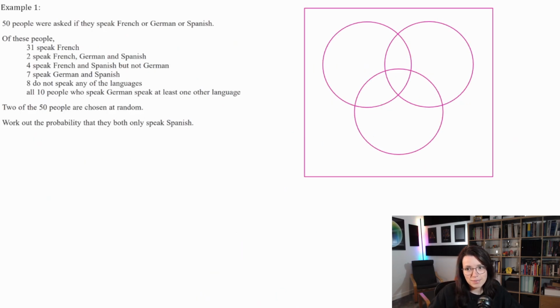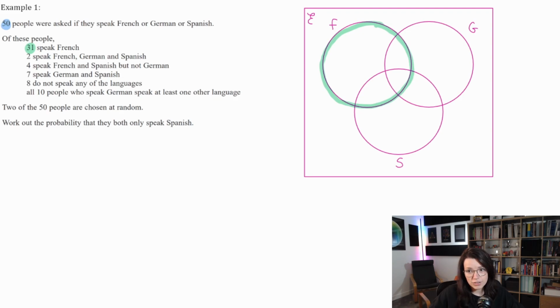Example 1. 50 people were asked if they speak French or German or Spanish. I'm going to highlight 50 there. Of these people, 31 speak French. So if we highlight 31 and then come over to our Venn diagram, let's put that information on there. So I'll just use the universal set symbol for the top. I'm going to use French, German, Spanish. The fact that 31 people speak French means we know that eventually in this French circle, there's got to be 31. But for now, I would leave it blank until we've put more information in.